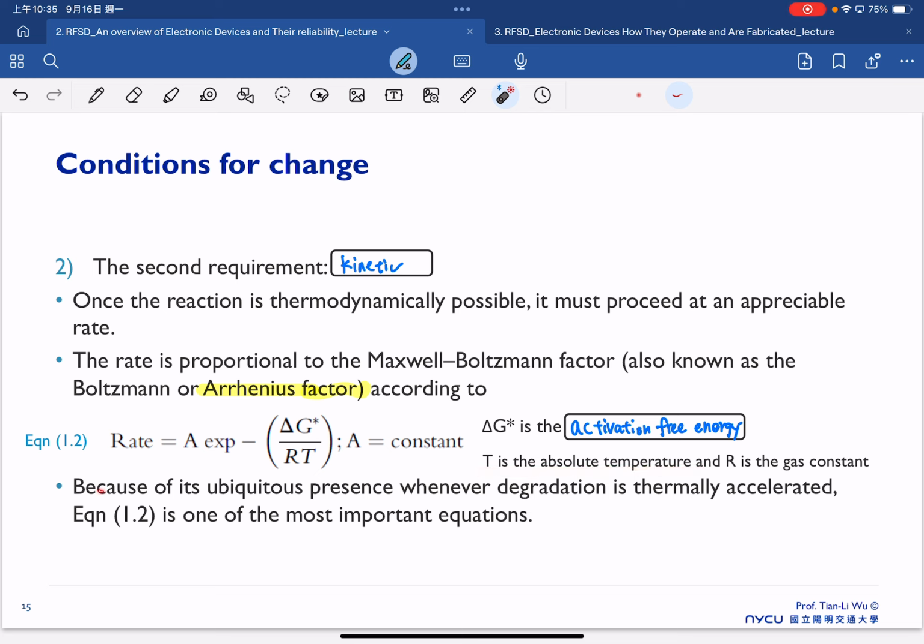Because this equation presents whenever degradation is thermally accelerated here. In this case, we consider that the temperature can accelerate the degradation. So this equation is one of the most important equations that we will use later on to understand how the temperature can accelerate the degradation. This is what we call the Arrhenius factor.